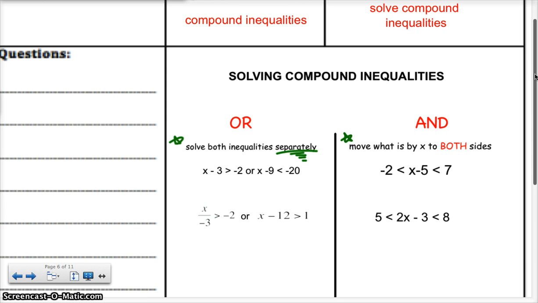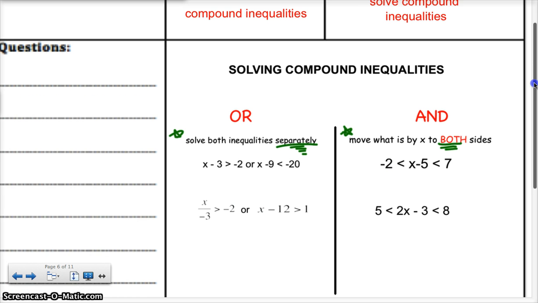AND statements, you move what is by the x to both sides. Because remember, algebra is about being balanced and equal. And what you do to one thing, you need to do to the other, except now with compound inequalities, there's two sides. So you got to keep that balance and do it to both sides. I'll show you an example. Since I'm talking about ands, I might as well do the ands, okay?